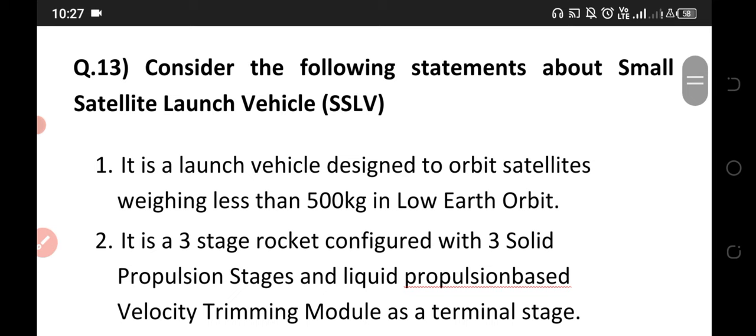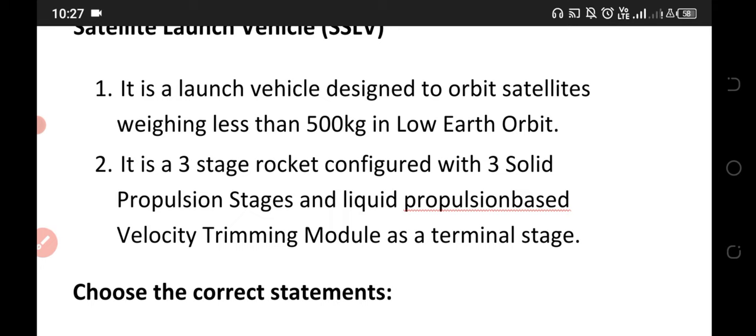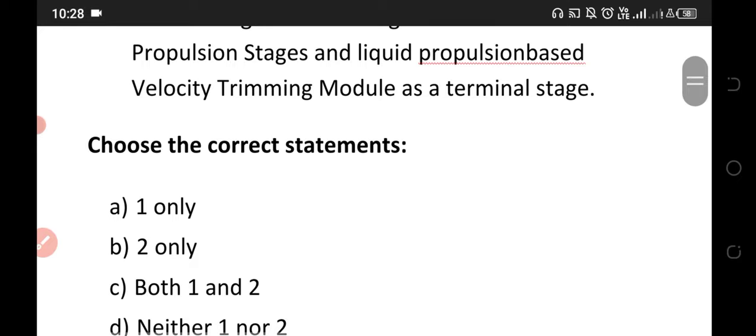Consider the following statements about the Small Satellite Launch Vehicle, SSLV. The Small Satellite Launch Vehicle is a vehicle designed to orbit satellites weighing less than 500 kg in low Earth orbit. It is a 3-stage rocket configured with 3 solid propulsion stages and a liquid propulsion based velocity trimming module as a terminal stage. Which are the correct about SSLV? I think only and only C, both statements are correct.